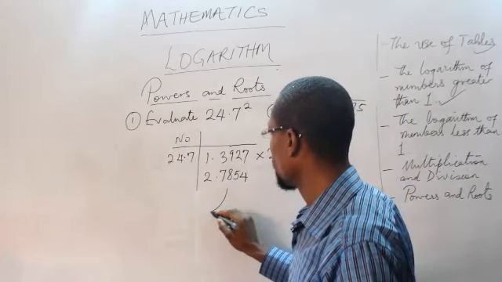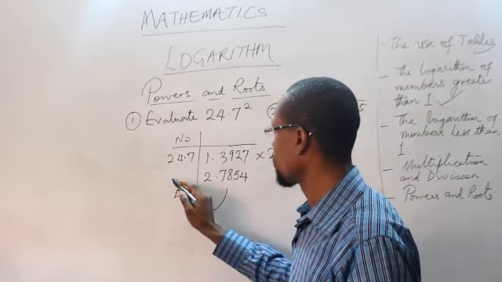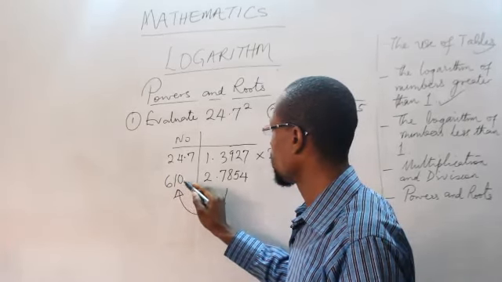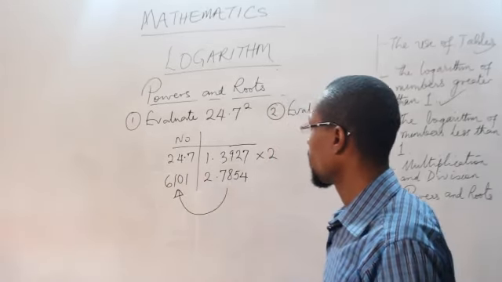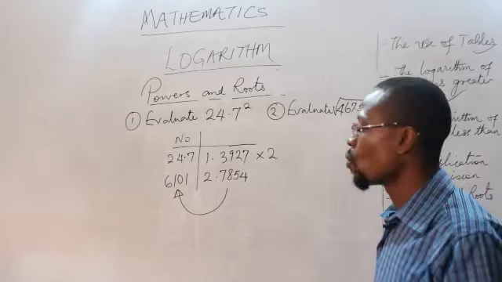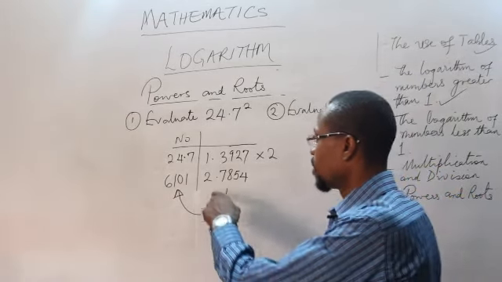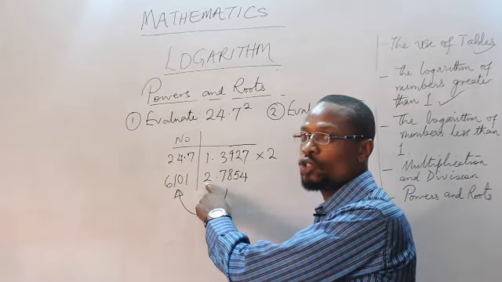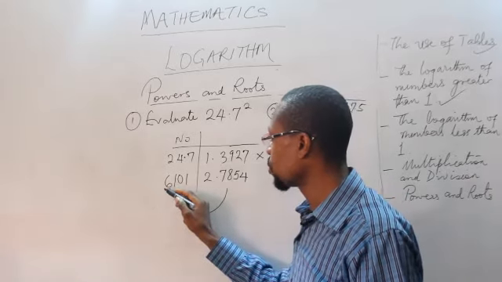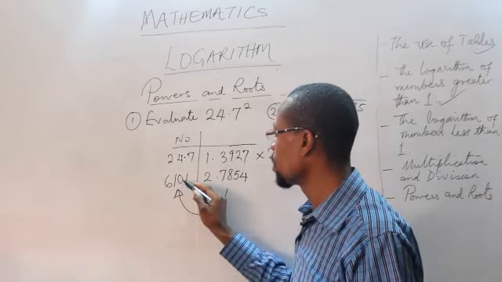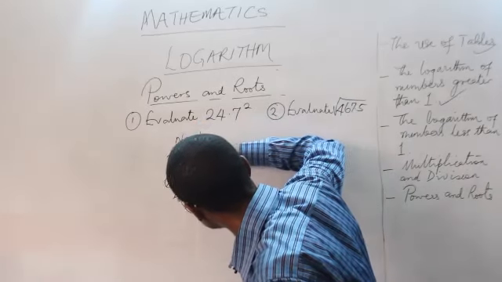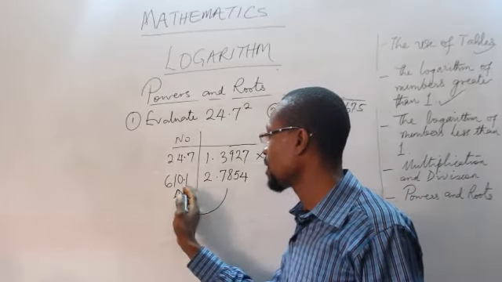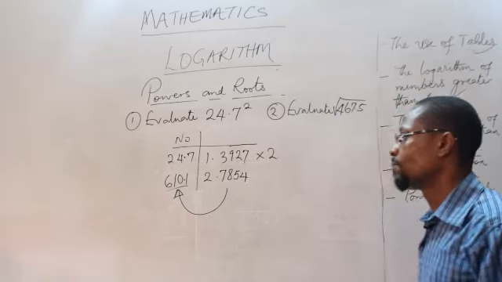And when we do that, we find out that we get 610, or rather 6,101. But then our characteristic here is 2. So we'll move 3 places to the right, which is 1, 2, 3. So what's our final answer? 610.1.